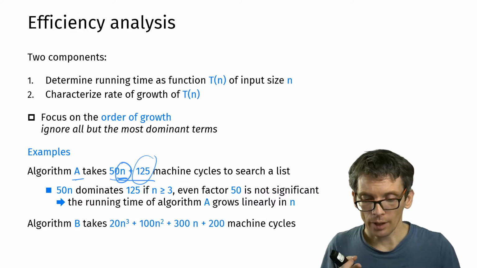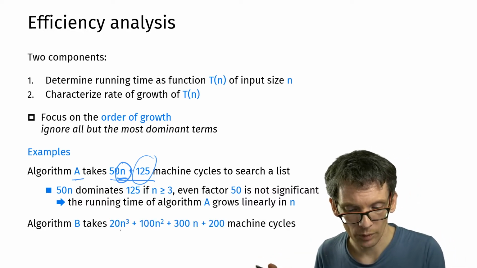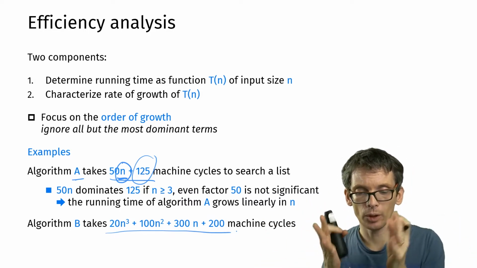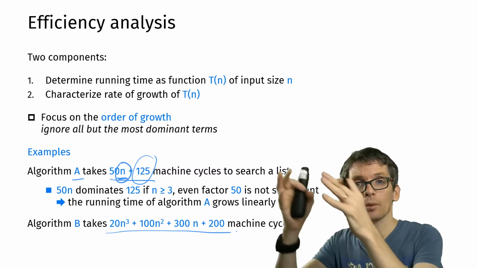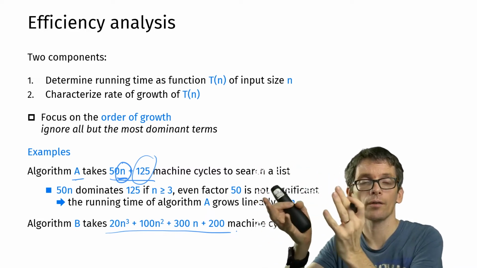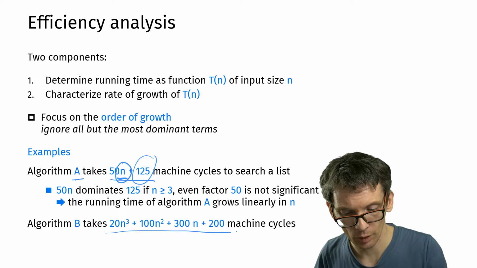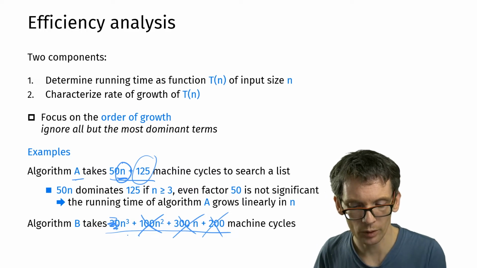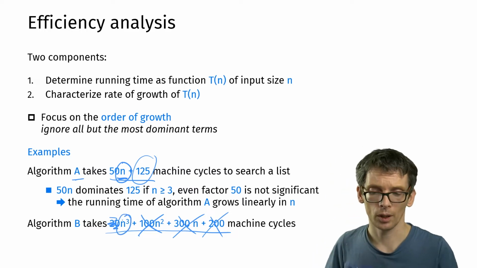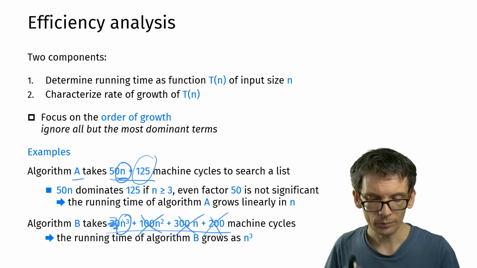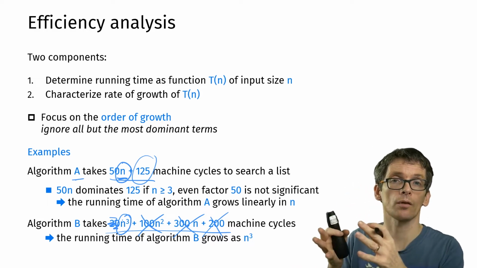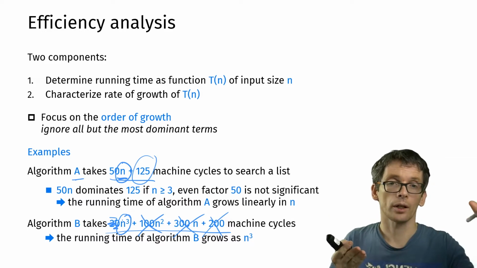So let's take another example. Here we have another algorithm with this running time. If I'm focusing on the order of growth, I'm looking at the dominant term, and I'm going to ignore the factor in front of it. So I take the dominant term, that means I'm ignoring the quadratic term, the linear term, the constant term, and from the dominant term, I'm also just interested in this n cubed, not in the 20. So T of n grows of order n cubed.